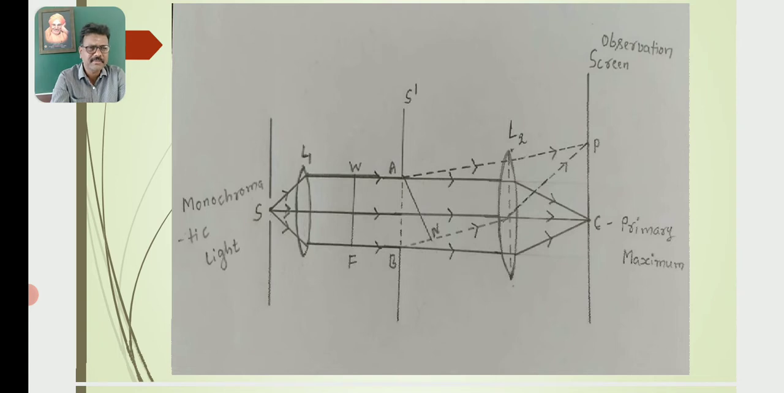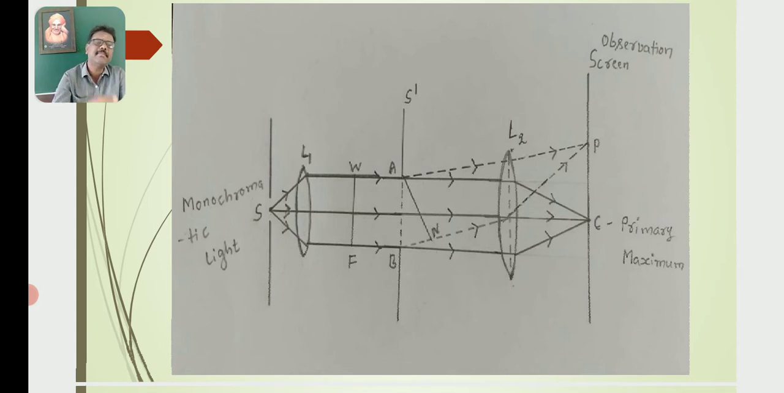Then further, the light undergoes refraction through the lens L2. The refracted beam is made incident on the screen, which is placed at the principal plane of the lens L2, such that alternating maxima and minima are obtained on the screen in the field of view.